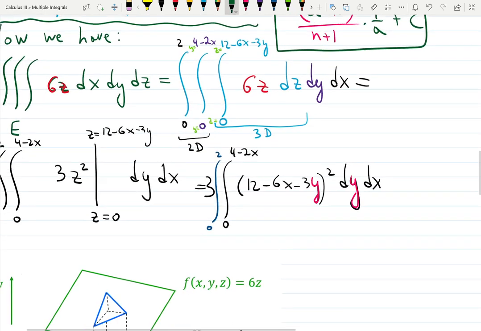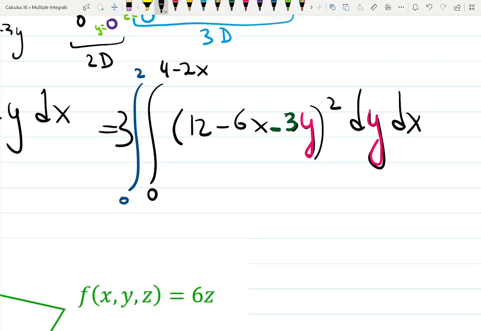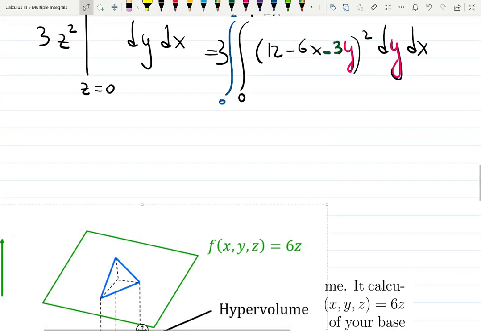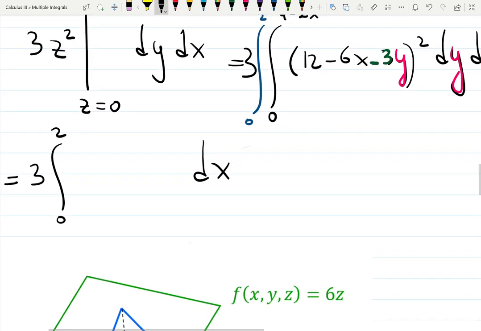Now, let's do this. I'm going to divide by minus 3, as you can see. Everything else are numbers. 6x is a number, 12 is a number with respect to y. So the outside integral keeps waiting. The outside integral has 3 outside, from 0 to 2, dx. This guy is waiting for its turn.